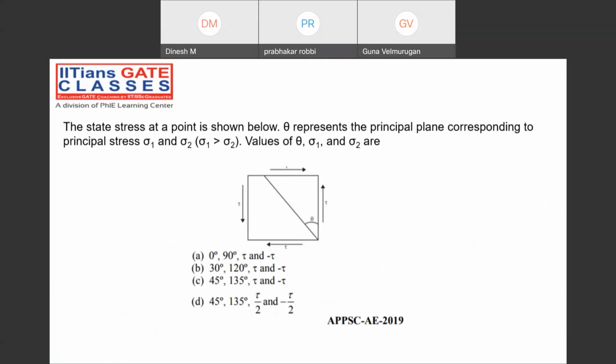The state of stress at a point has been shown below. Theta represents the principal plane corresponding to sigma 1 and sigma 2. They are asking simply for the values of theta, sigma 1 and sigma 2. The element is subjected to tau. That means tau xy is positive tau or negative tau, according to our sign convention?